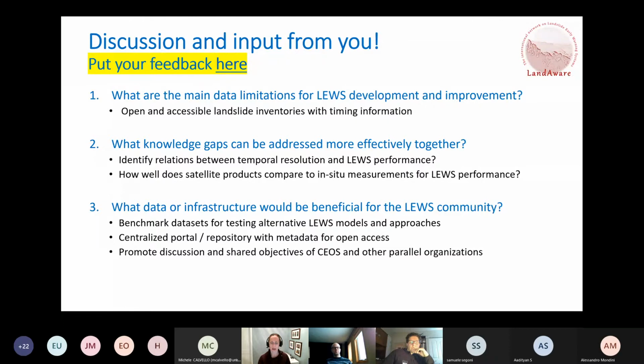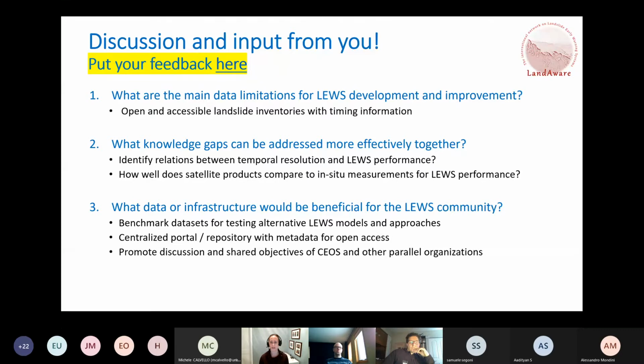The first is, as we started talking about, what are the main data limitations for LEWS development, landslide early warning system development and improvement? For my work, the perpetual challenge is open and accessible landslide inventories with timing information. But that is just one of many challenges, and we invite you to share your thoughts on that.